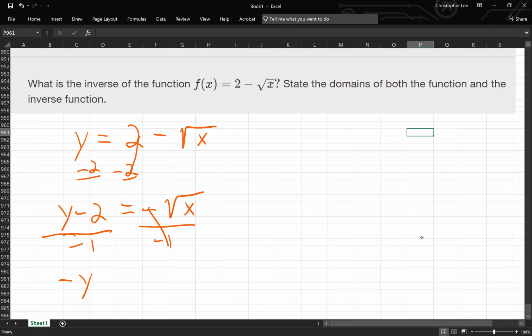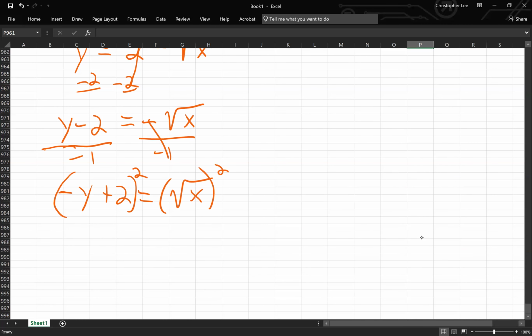Then I want to square both sides, because what you do to one side, you got to do to the other. So instead of saying x, I'm going to say y equals, open parentheses, negative x plus 2 squared. I'm sorry, that should have been y inverse, I meant to say. All right, so boom, that's my inverse.